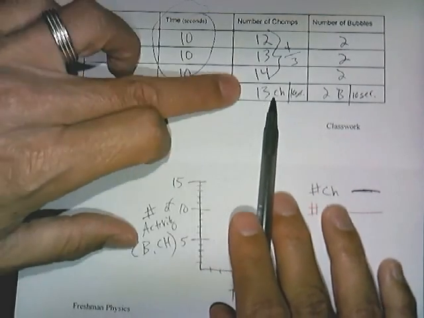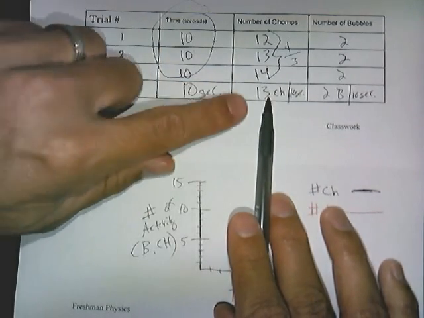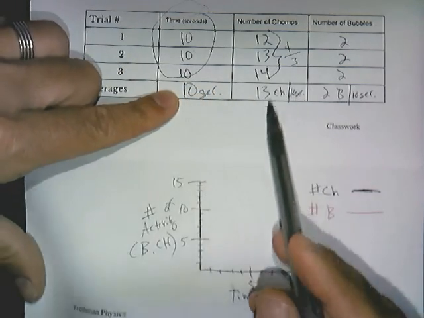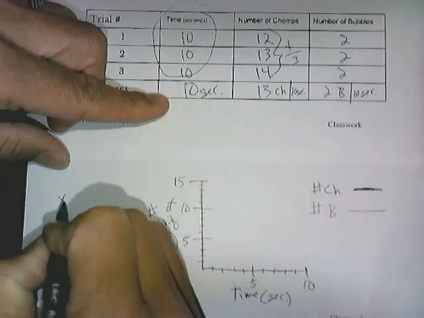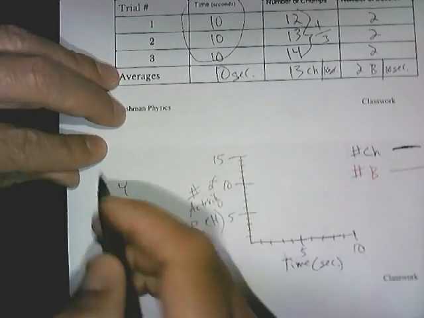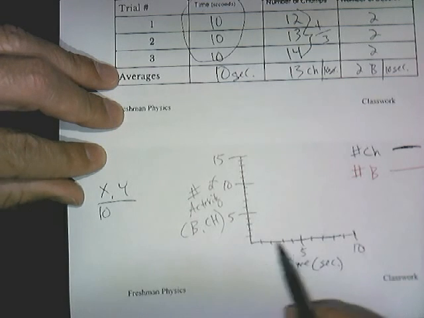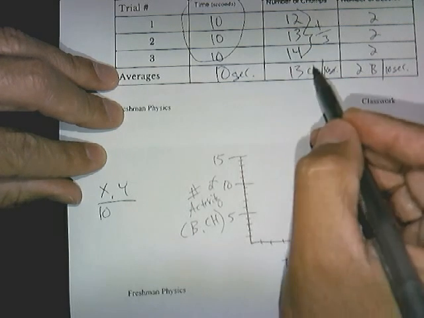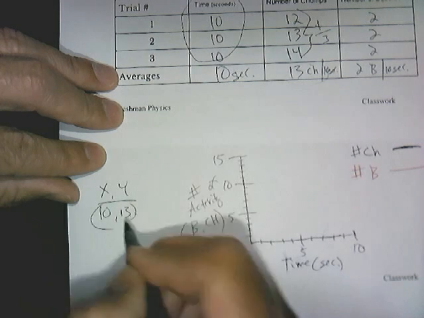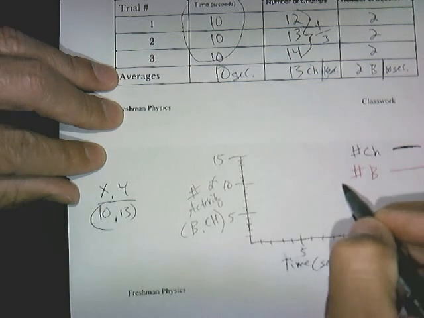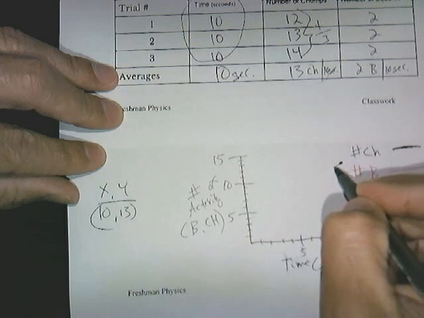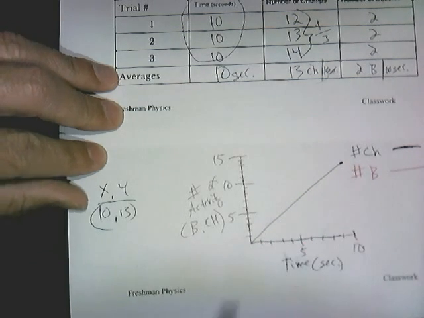Notice for my number of chomps, it was 13 chomps, 10 seconds. So technically my XY coordinates for chomps would be 10 in the x. In 10 seconds, I made 13 chomps. So 10 comma 13 would be my XY pair here. So I go 10, and I go up to 13. I put a dot here, and I just connect it to my origin.